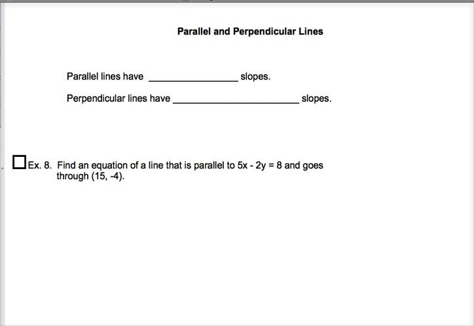Next problem. Okay, parallel and perpendicular lines. These are special. You need to be aware of their slopes. Parallel lines have same slopes. That way they won't cross. If you have the same slope, you can't cross.